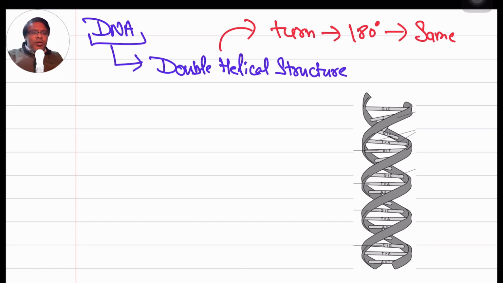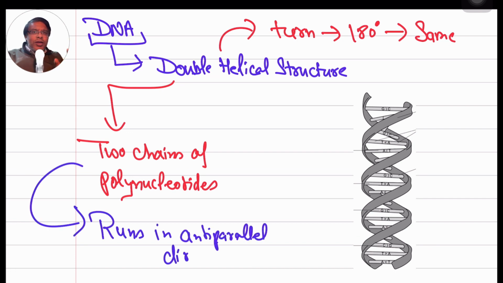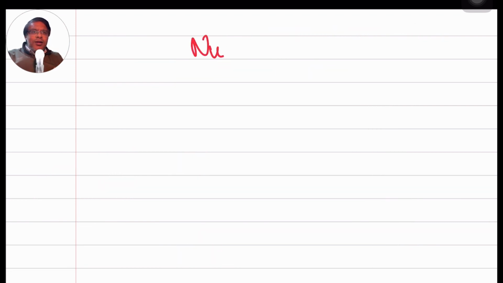So keep in mind, in the case of DNA, you are going to have two chains of polynucleotides. So we are going to discuss what nucleotides are. Both of the chains are going to run in anti-parallel direction. So whenever we discuss the Watson and Crick model of DNA, keep in mind both of the chains are going to run in anti-parallel direction.